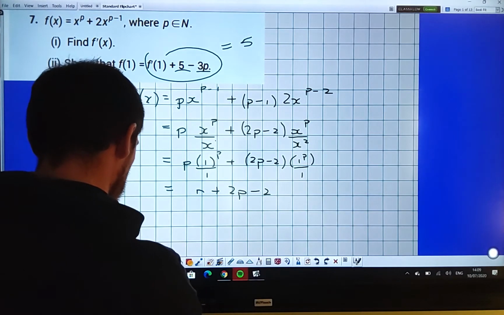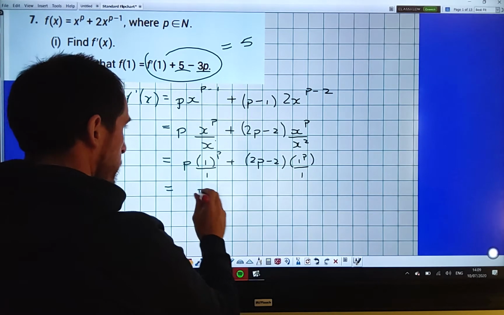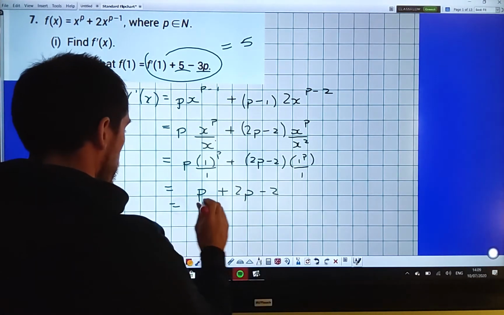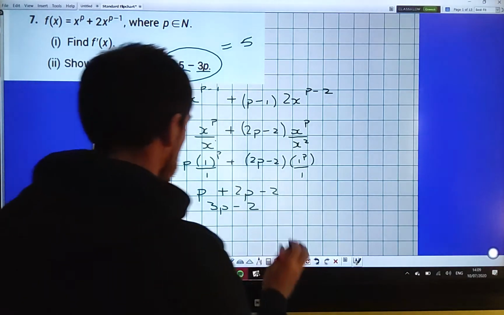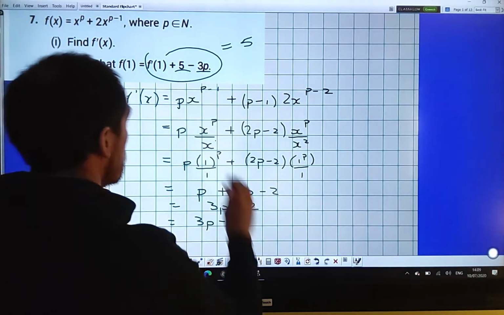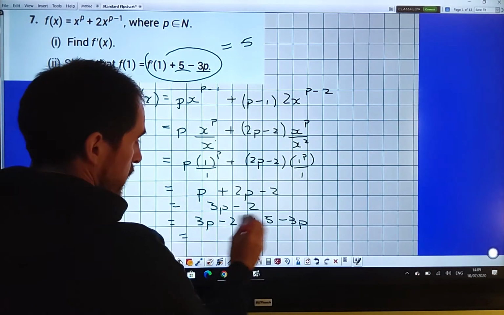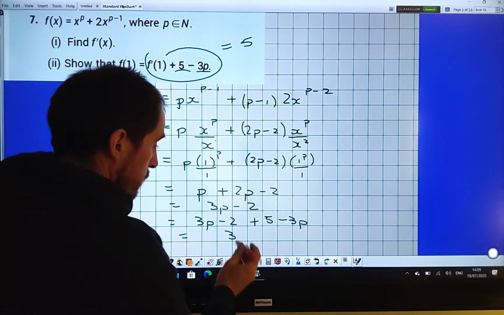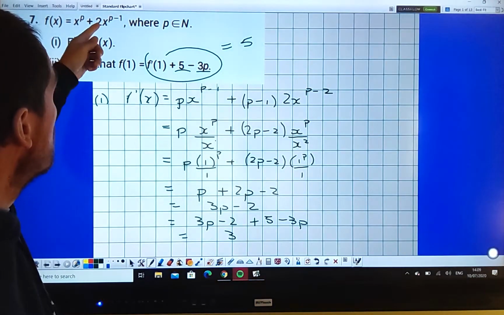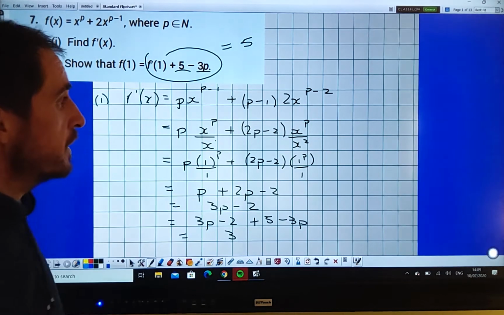Let's just finish this off here. Now that's p plus 2p minus 2, which is 3p minus 2. And then what I have here is 3p minus 2 plus 5 minus 3p. I jumped ahead of myself there. Minus 2 plus 5 is 3. 3p minus 3p is 0. So if I put 1 in here, that's going to be 1 to the power of p, which is 1. 2 times 1 to the power of p minus 1, which is 2. 1 plus 2 is equal to 3. So that means that they're equal.